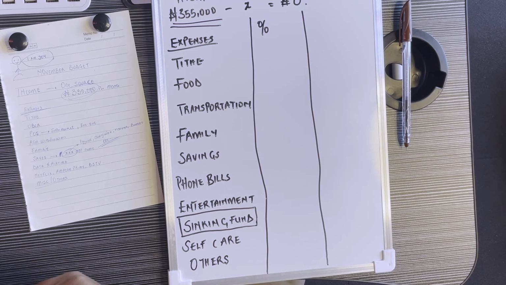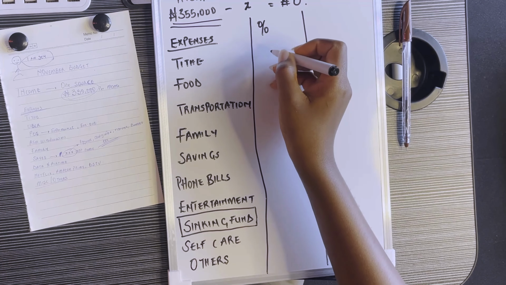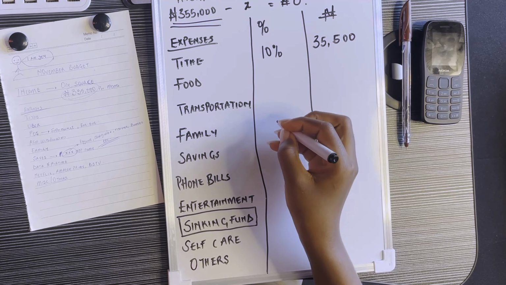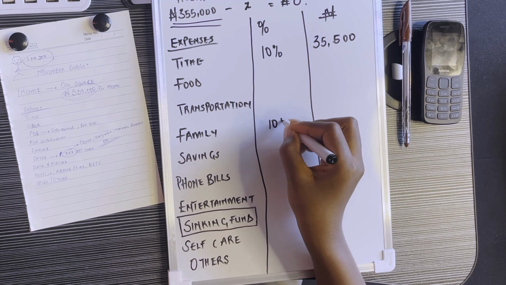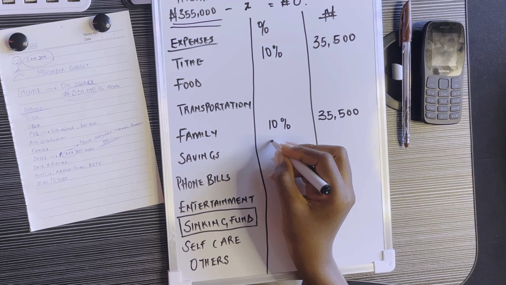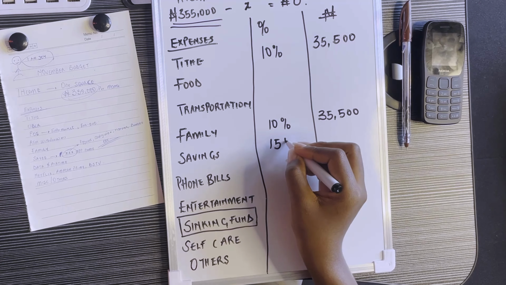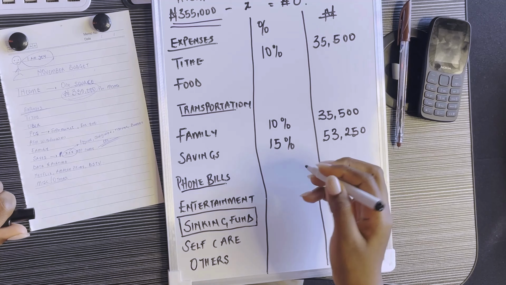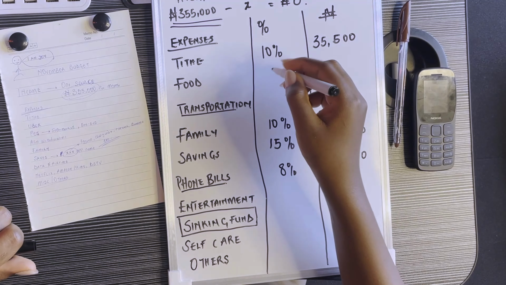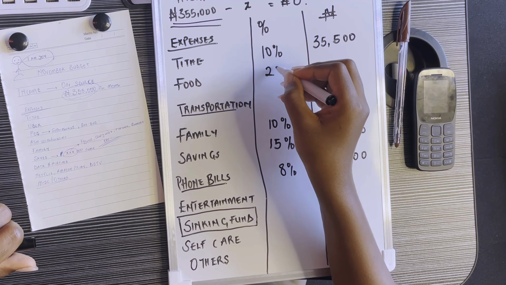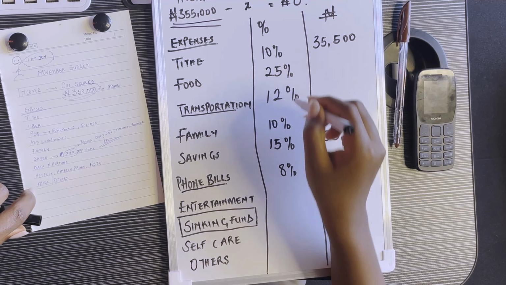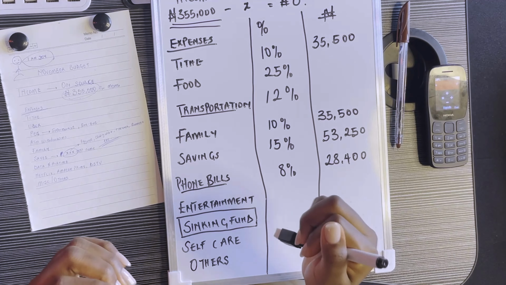So now let's start with the percentages. Tithes will be 10%. Joy thinks she should also give her family 10% of her income every month. She saves 15%. That's what she can afford to save. She's going to give herself 8% for phone bills. For food, she's going to spend 25%. She's going to spend 12% on transportation. Now she's down to 17%.